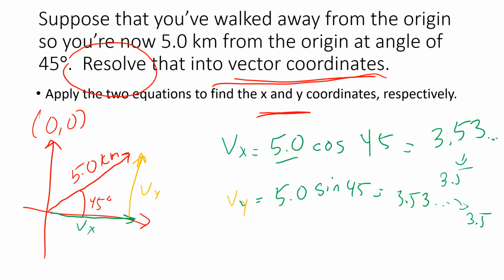So your final answer, how it's going to look, is this. Keep in mind that we're on an xy plane, coordinates and all that. You're going to make your x component, written out, 3.5. Your y coordinate component, 3.5 for the y, close parentheses, and then the units you're given in the problem, km.